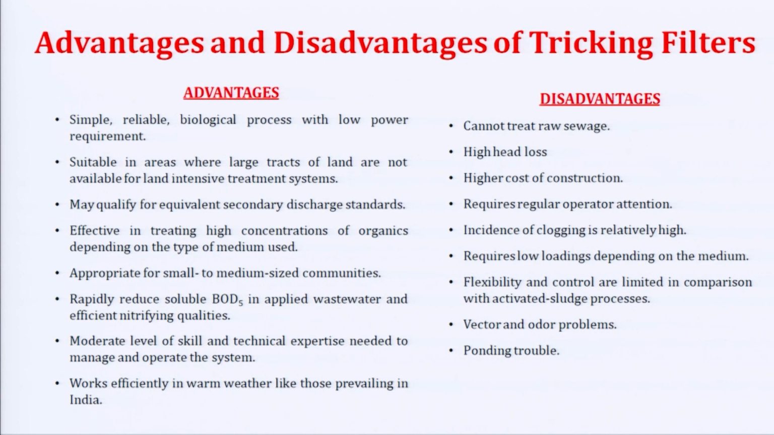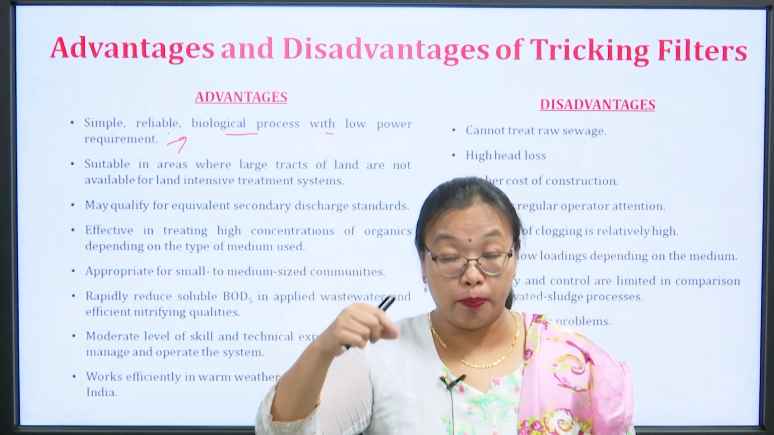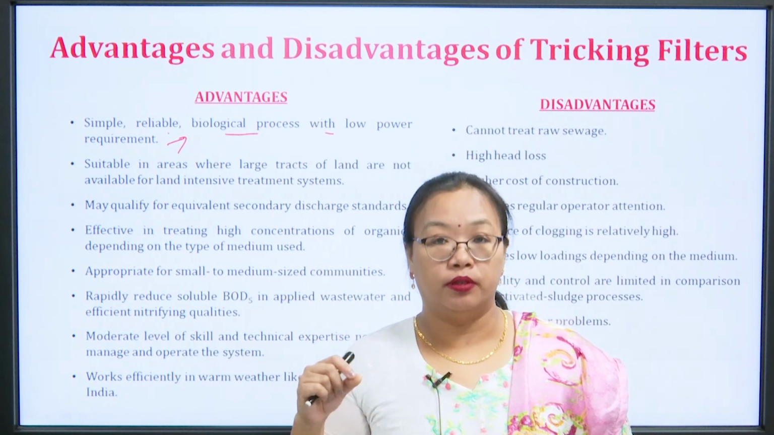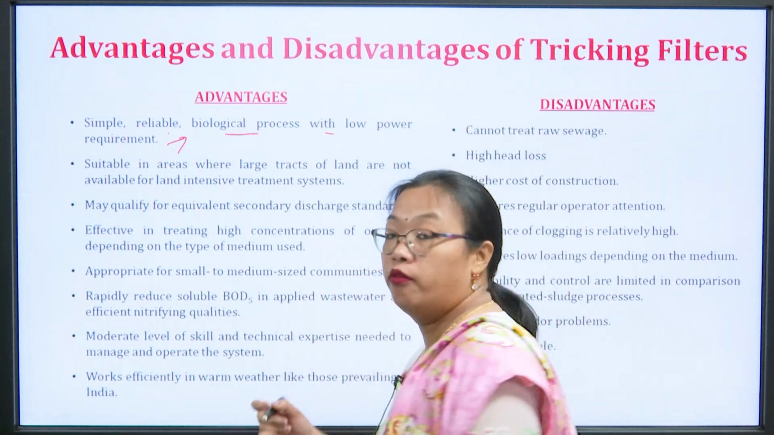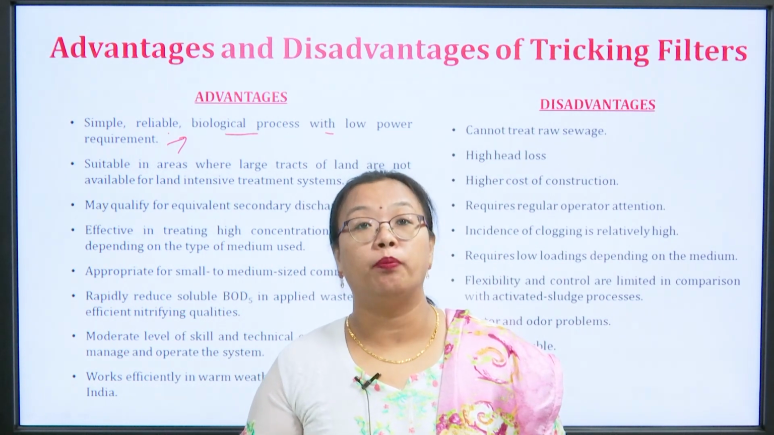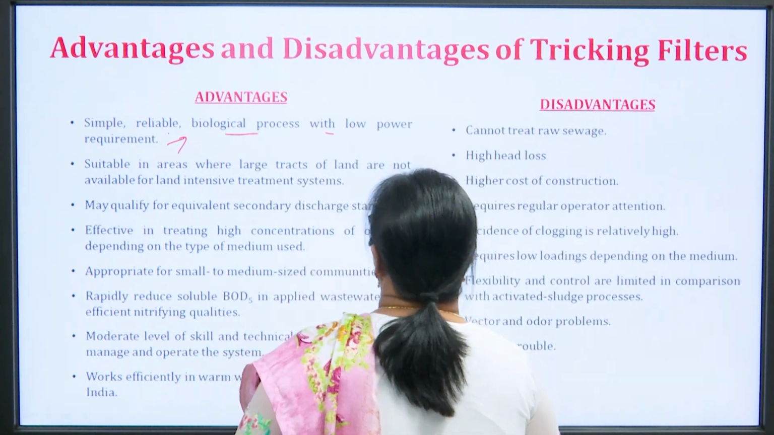Now, let us talk about the advantages and disadvantages of trickling filters. Trickling filters have lots of advantages, and at the same time some disadvantages. The advantages are that they are simple, reliable biological processes with low power requirement. You just require power for pumping the effluent from the sedimentation tank and sprinkling it over the trickling filter. When we talk about the activated sludge process, which we will discuss in the next class, there is huge power consumption, but here very little, because whatever oxidation is taking place, it is taking place naturally.